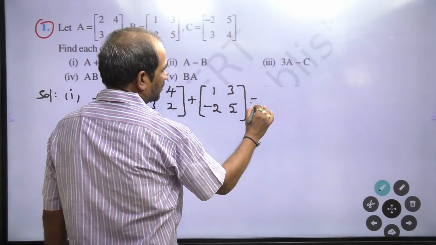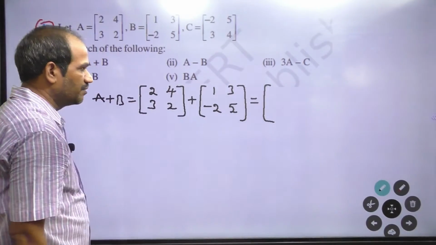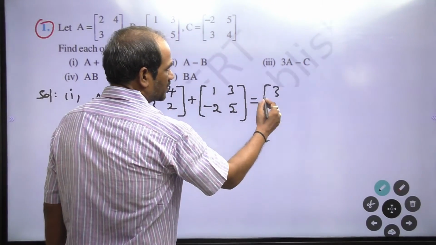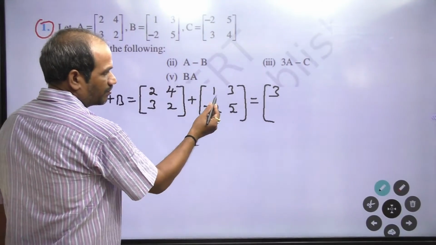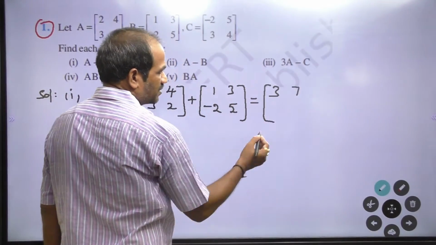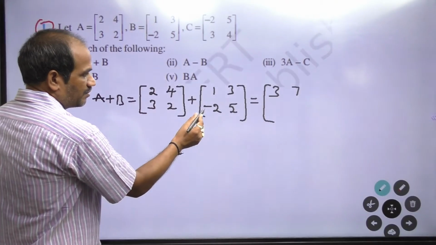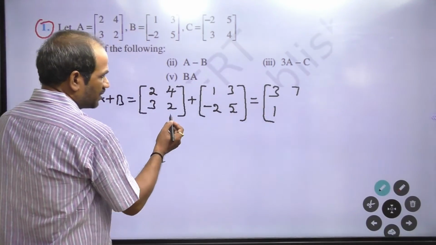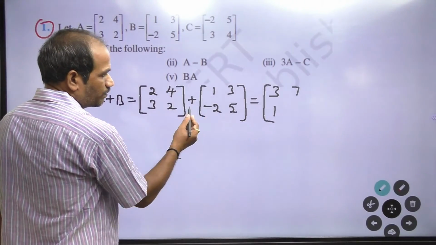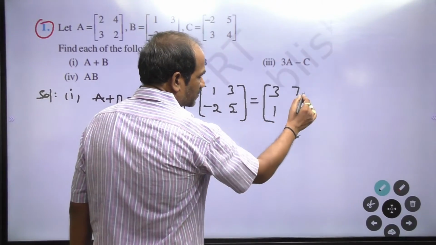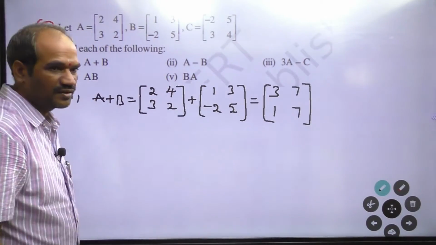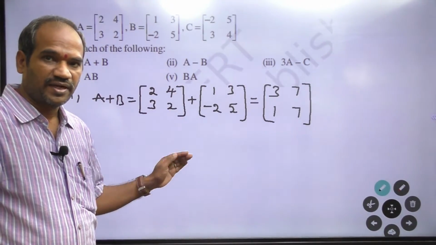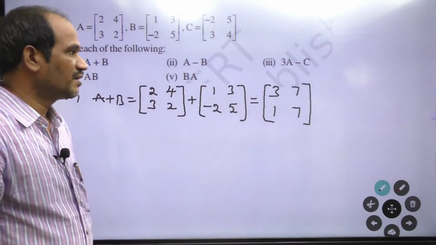That is equal to adding corresponding elements. 2 plus 1 is 3. 4 plus 3 is 7. 3 plus minus 2, that is 3 minus 2, is 1. 2 plus 5 is 7. This is A plus B. In this model, all problems follow the same procedure, adding corresponding elements.